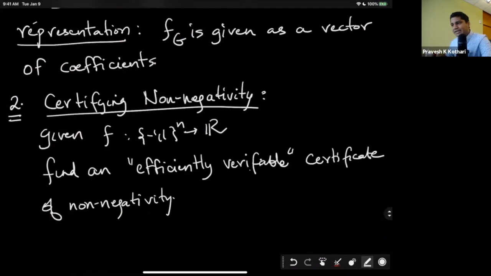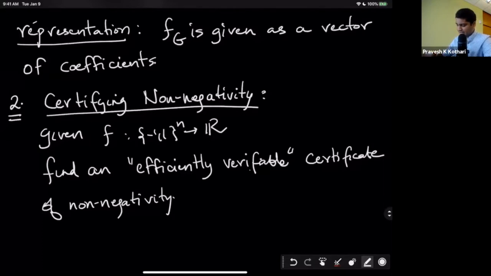And one way to understand the sum of squares method for solving problem number 1 is to think of it as approaching this problem by finding a certificate of non-negativity. So it will try to decide if F is non-negative on the hypercube by finding if there exists a certificate of non-negativity of F, okay? And in some sense, this brings us to our first main idea, which is the kind of certificates that this algorithm is going to search for, okay?